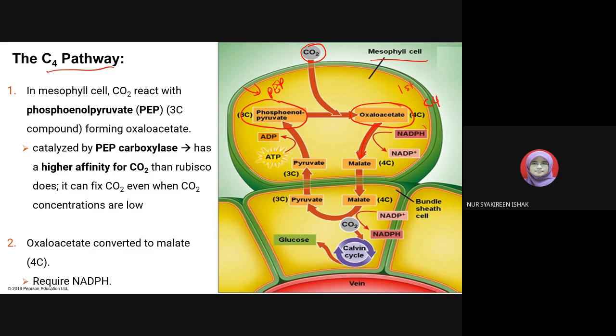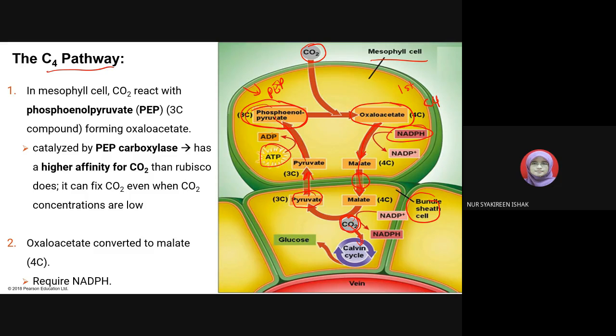Okay, so the reaction requires an NADPH. Okay, so malate akan enter into bundle sheath cell melalui plasmodesmata. Okay, so bila malate enter into bundle sheath cell, dia akan split jadi dua molekul. Satu jadi carbon dioxide, satu jadi pyruvate. Okay, so kita tengok pyruvate dulu. Pyruvate akan masuk balik ke dalam mesophyll cell. Okay, and then dia akan regenerate balik PEP menggunakan ATP. Okay, so carbon dioxide akan masuk ke dalam Calvin cycle.